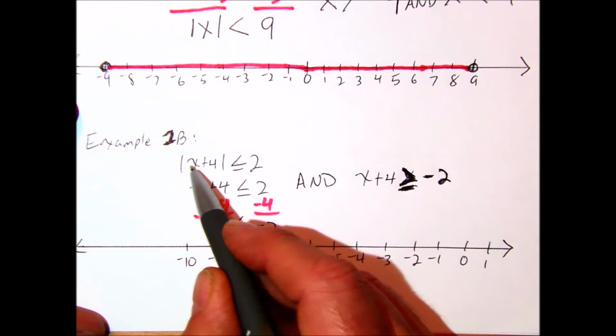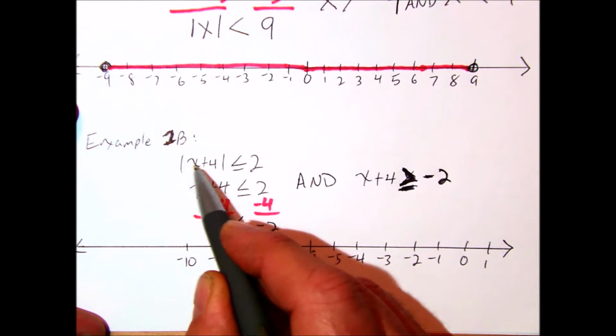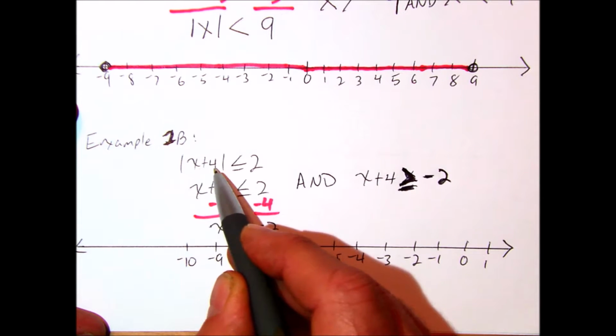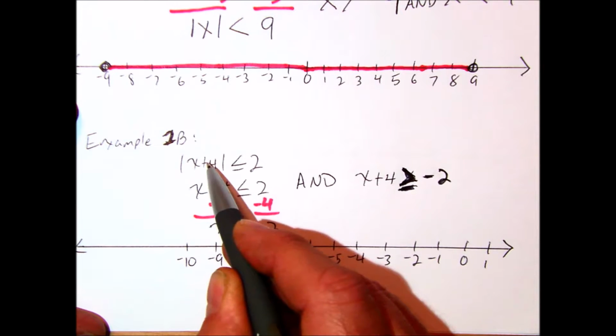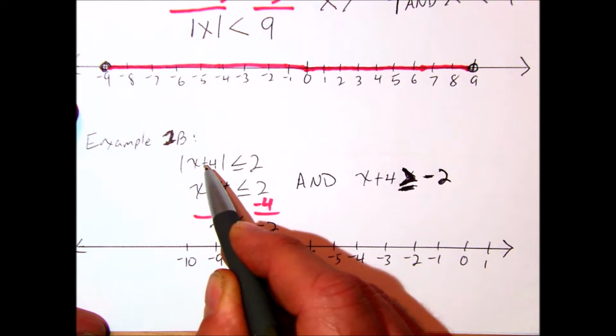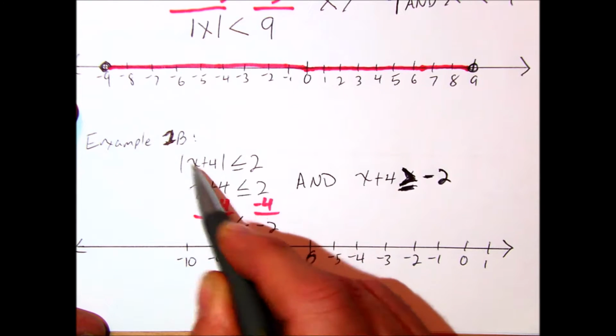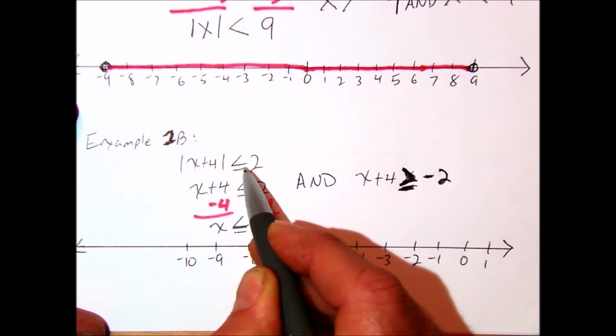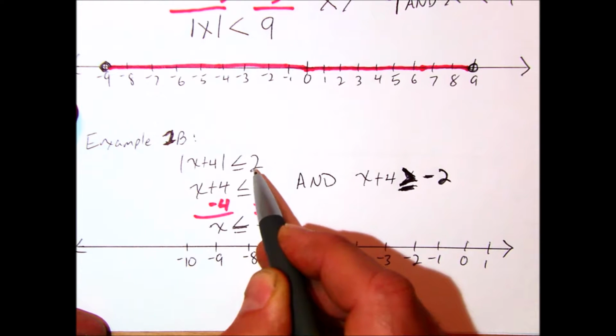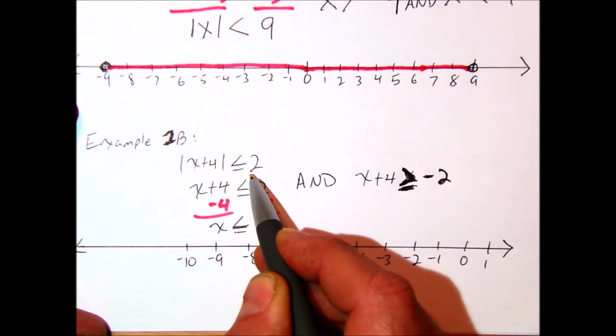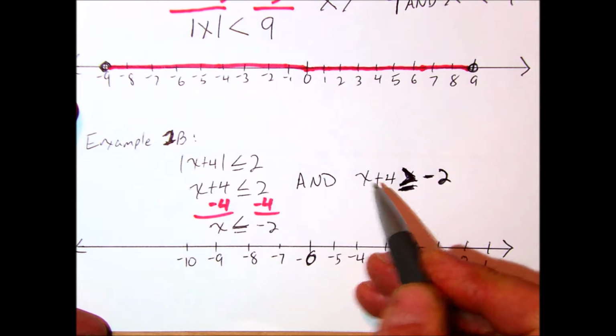So what this is saying is, what values for x that I plug in will make this absolute value, once we perform our addition inside here, less than or equal to 2 units from 0, either negative or positive?